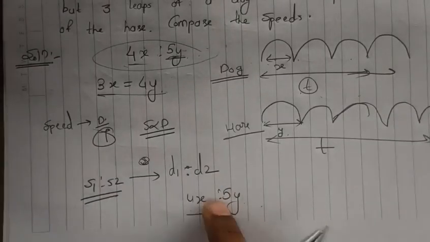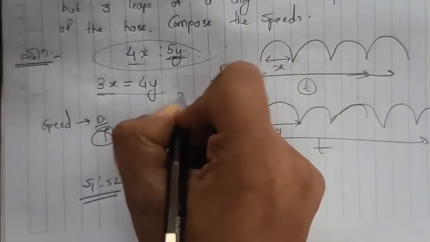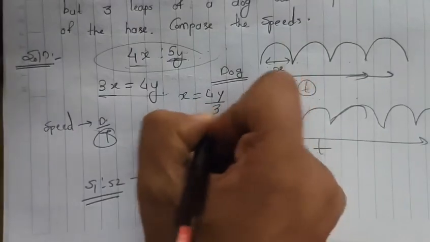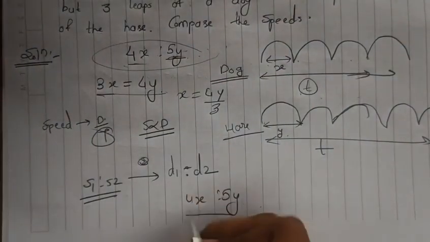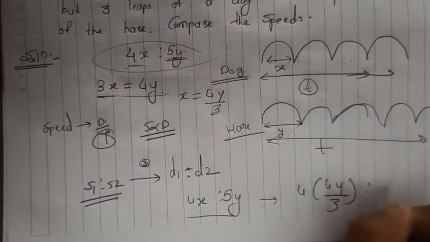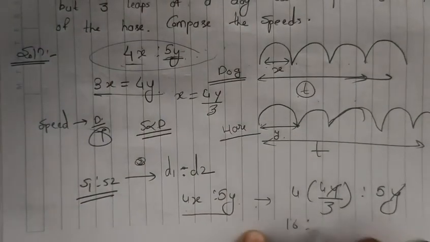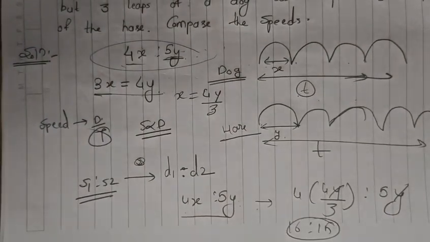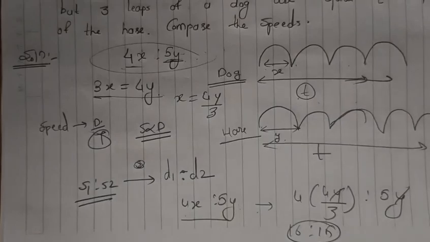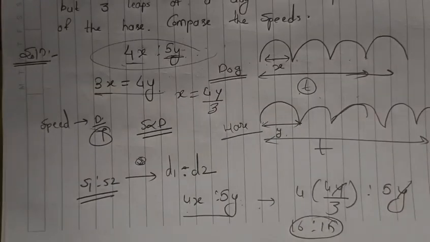Now convert x in the form of y. x is equal to 4y upon 3, right? And substitute it here. So it would be 4 of 4y upon 3 is to 5y. y is cancelled. So it is 16 is to 15. So 16 is to 15 is our speed ratio, right? And 16 is to 15 is also our distance ratio, right? Because our time is constant here.